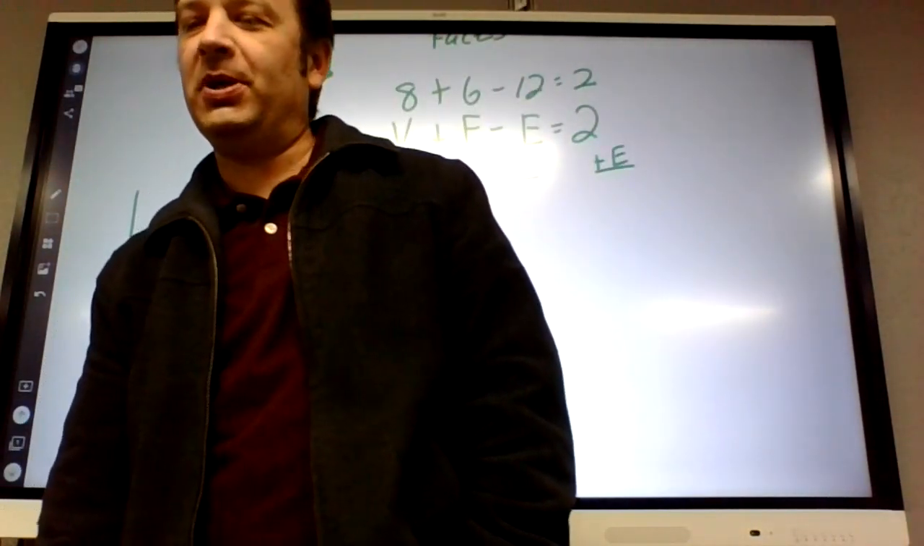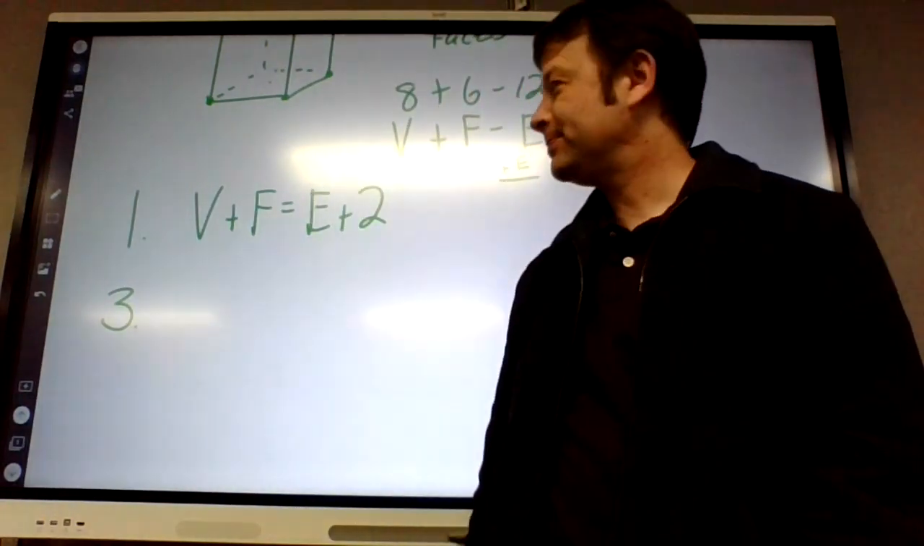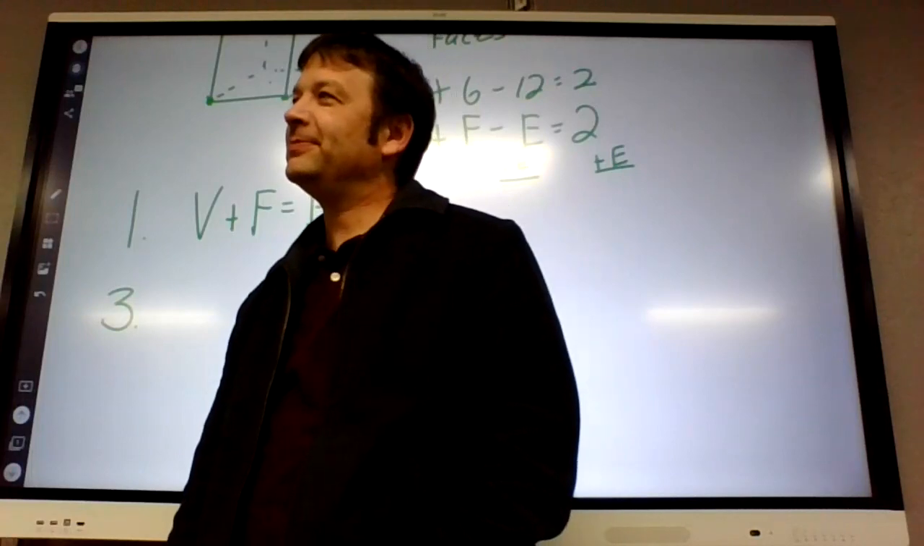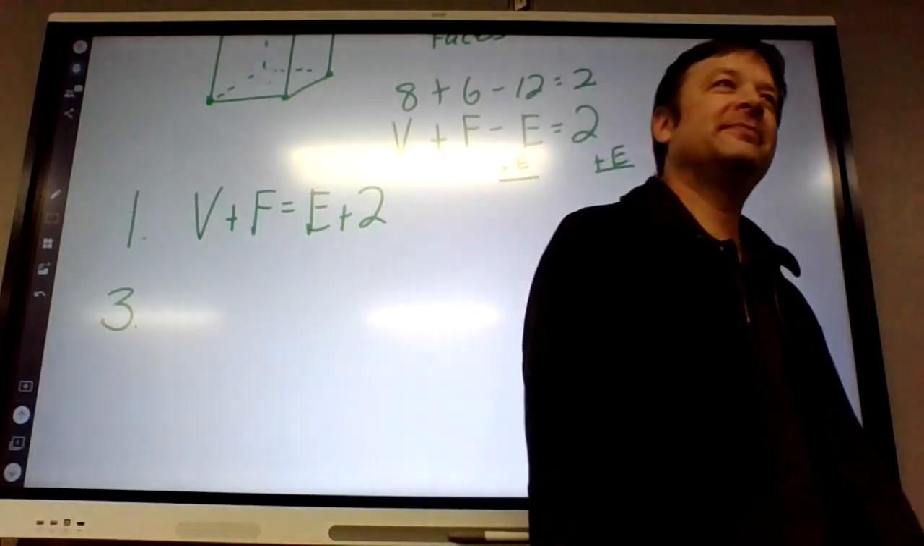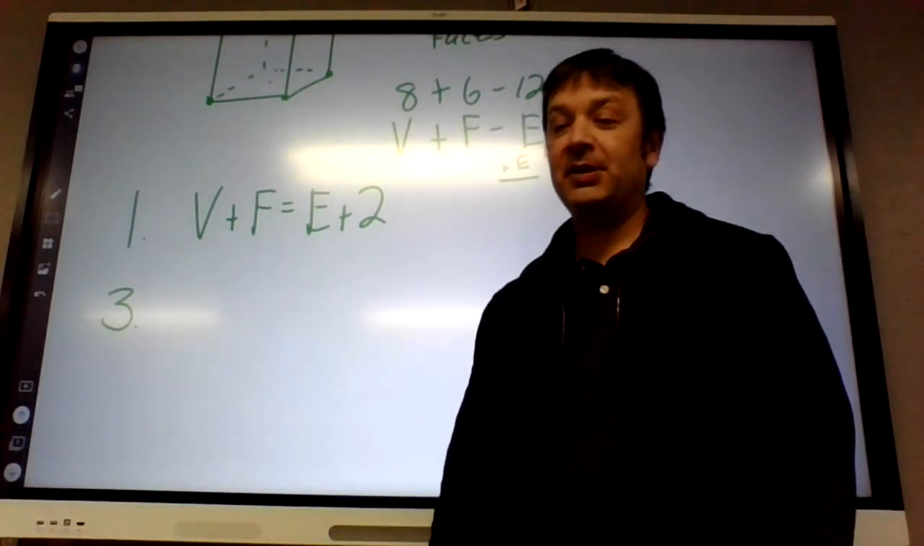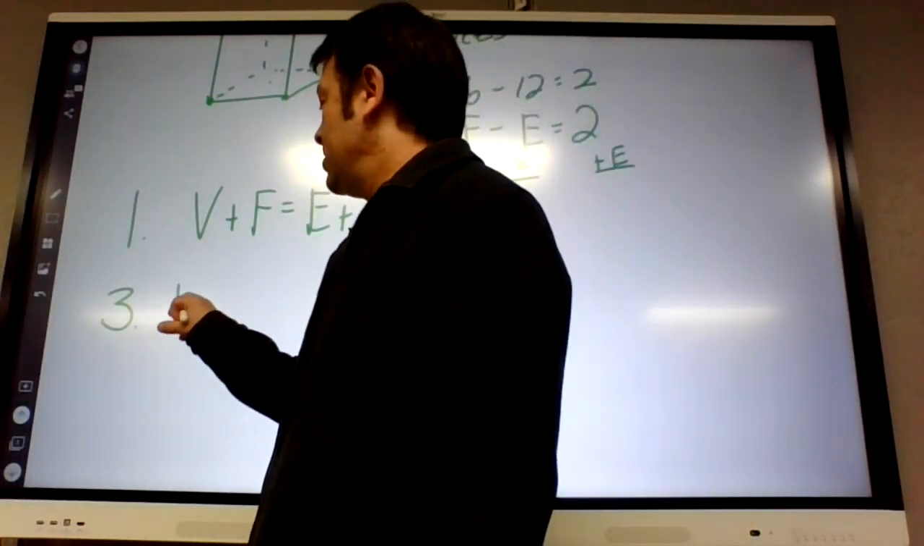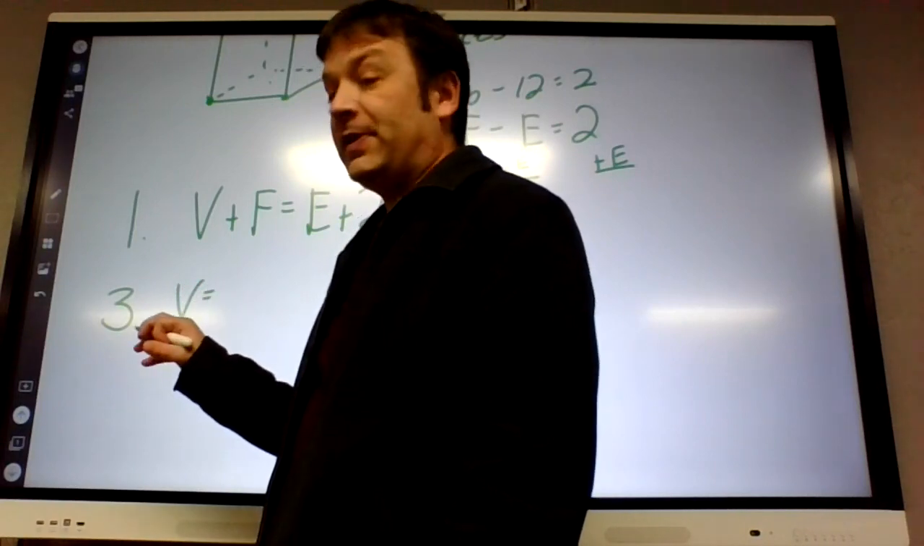Number 3. What kind of polygon is on the base on number 3? 1, 2, 3, 4, 5. Octagon. Yeah, I believe it is an octagon, yes. So, you guys read the directions, maybe not. We're doing vertices, edges, and faces.